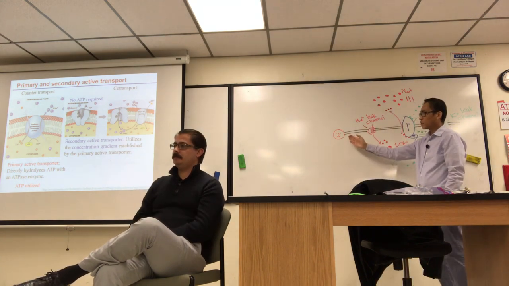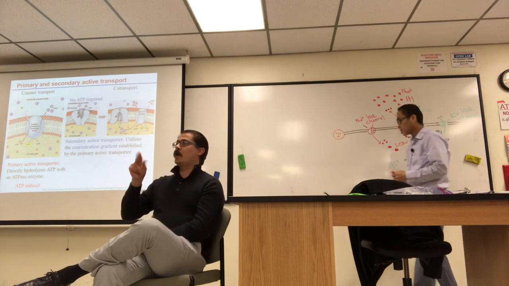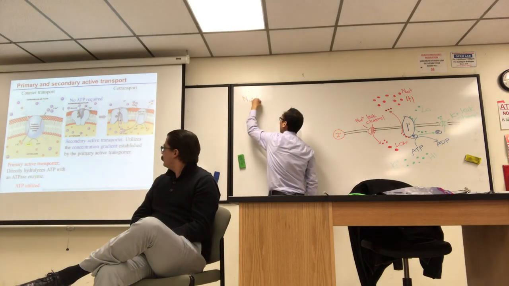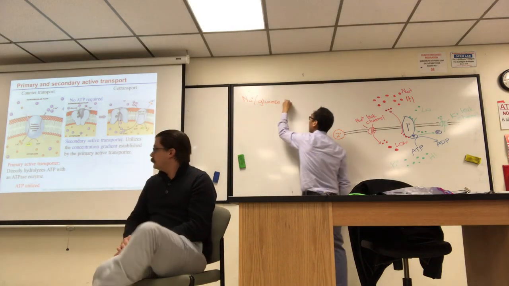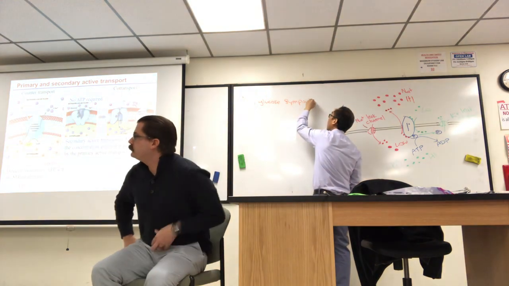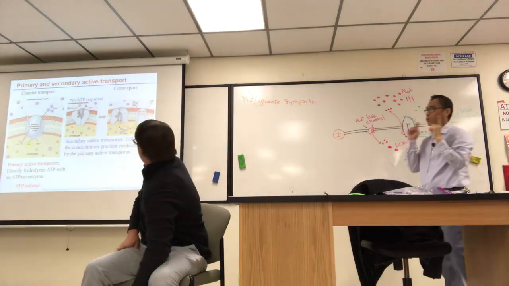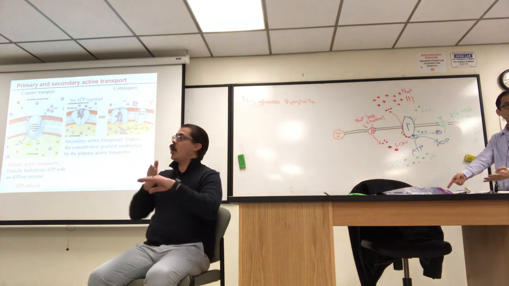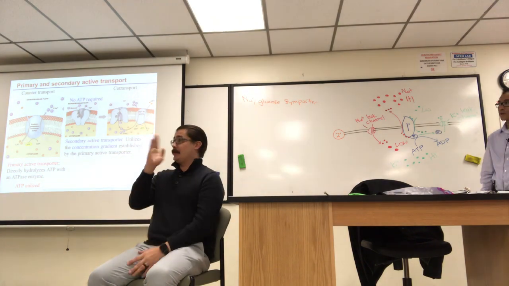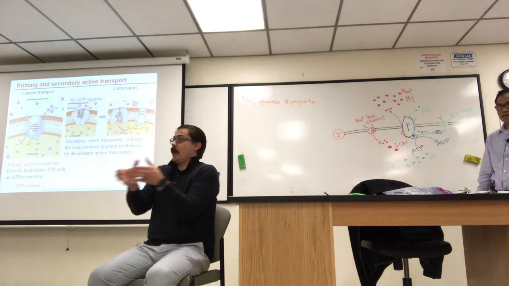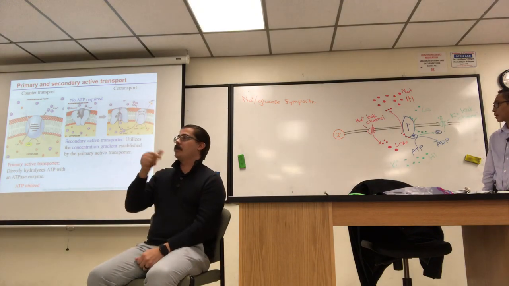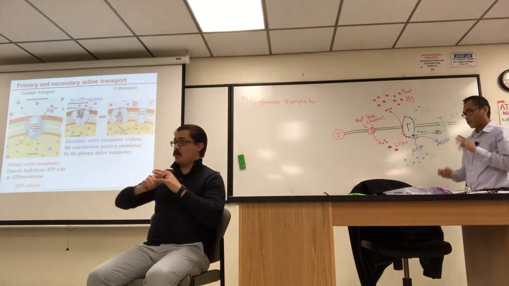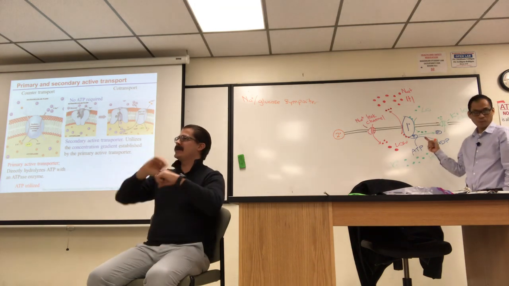Let's call this a sodium glucose symporter. Symport means transport two things across the cell membrane in the same direction. Symport, same. And the two molecules that are different, transported together, would be, as an example, sodium and glucose. Okay, so what happens is the secondary active transporter uses the gradient established by the primary to transport things into the cell.